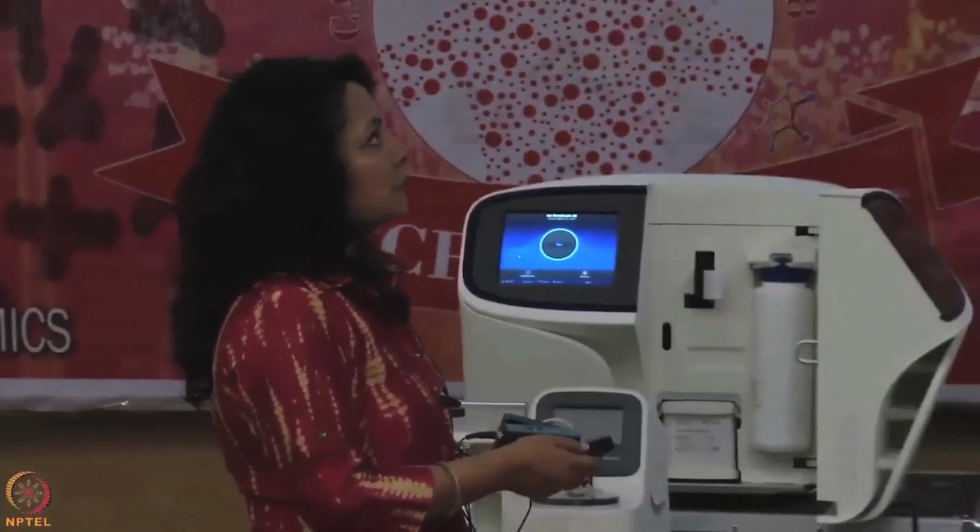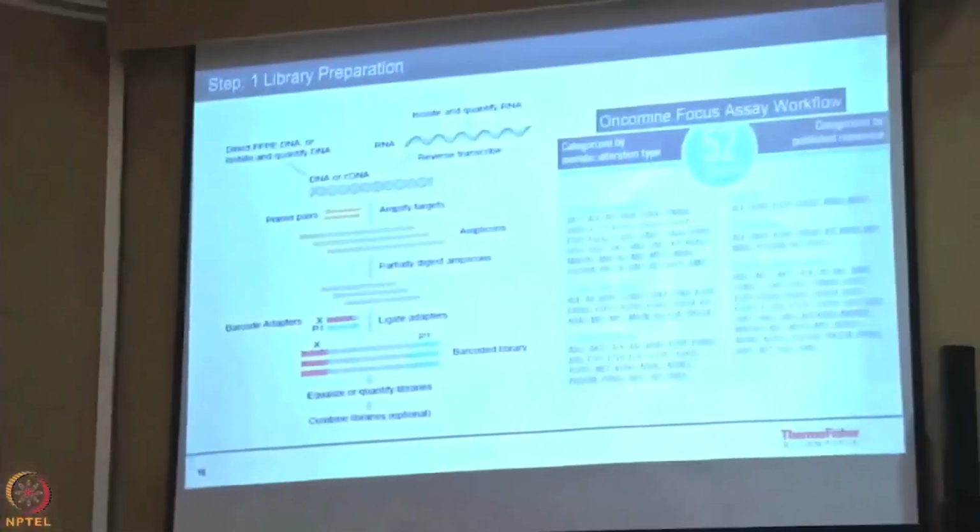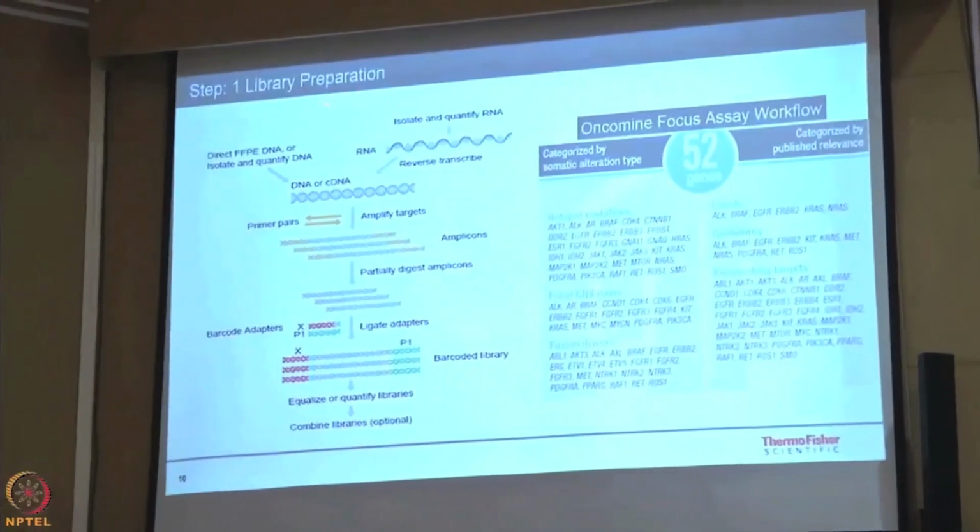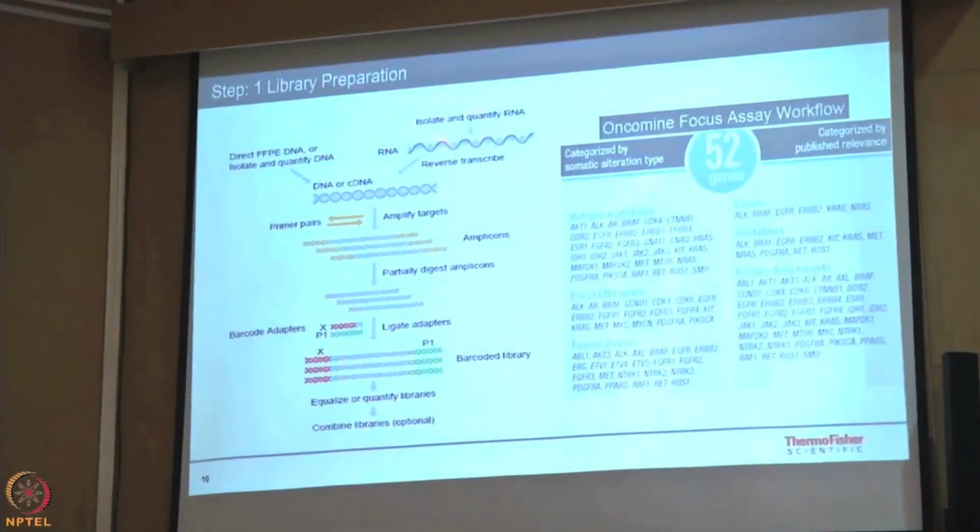So going to the next slide, these are just some figures of the workflow. So this is the library preparation that I was talking about. Supposing I am just taking an example of one of the assays. This is the Oncomine Focus Assay, which has 52 genes. These are all oncogenes, and in the form of hotspot mutations, CNV gains, fusion drivers.